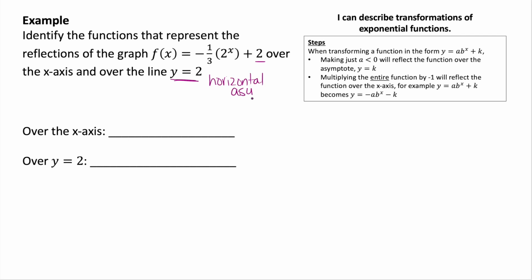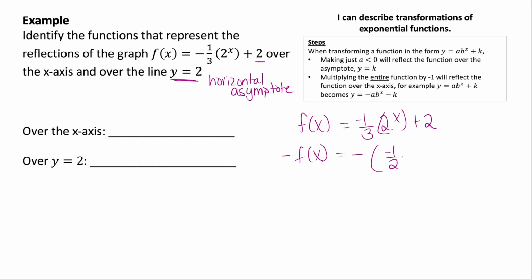Okay, so remember what we said on the previous slide, that to reflect it over the x-axis, we have to make everything negative. So we're going to take f of x equals negative 1/3 times 2 to the x plus 2, and what this is called is negative f of x. Because what you're doing is taking the whole function and multiplying the whole entire thing by negative 1. So when you do that, you're going to distribute that negative to both terms. So negative 1/3 is going to become positive 1/3, so we have 1/3 times 2 to the x, and the negative of plus 2 is going to be minus 2.